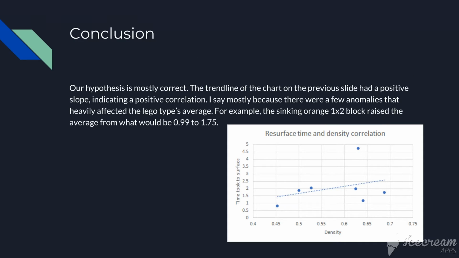And the conclusion is that our hypothesis is mostly correct. The trend line on the chart on the previous slide had a positive slope indicating a positive correlation. I say mostly because there were a few anomalies that heavily affected the Lego type's average. For example, the sinking orange 1x2 block raised the average from what would be 0.99 to 1.75.